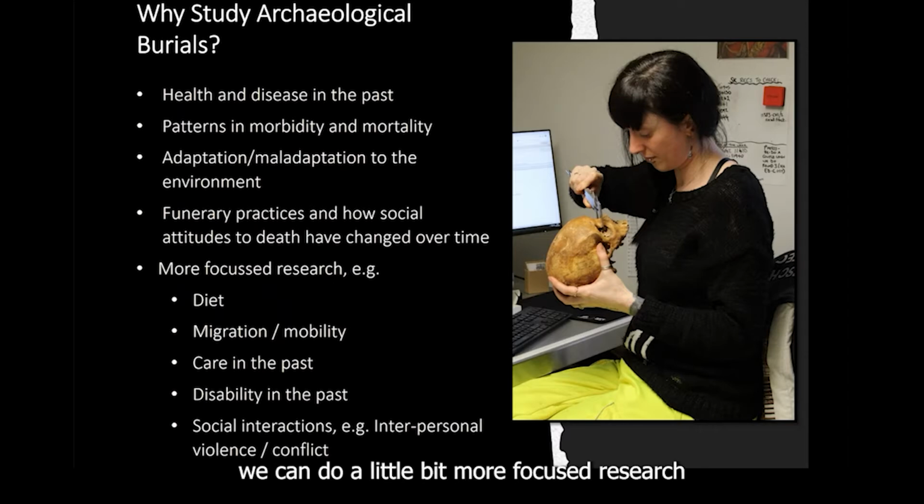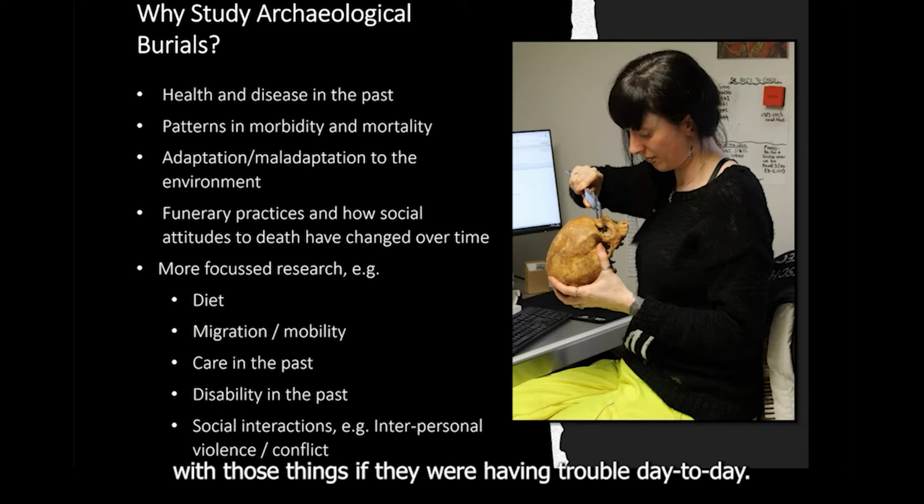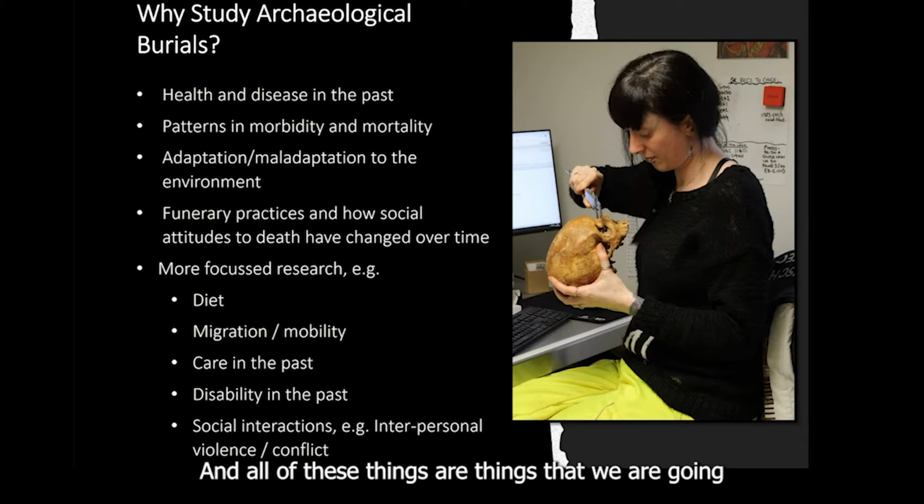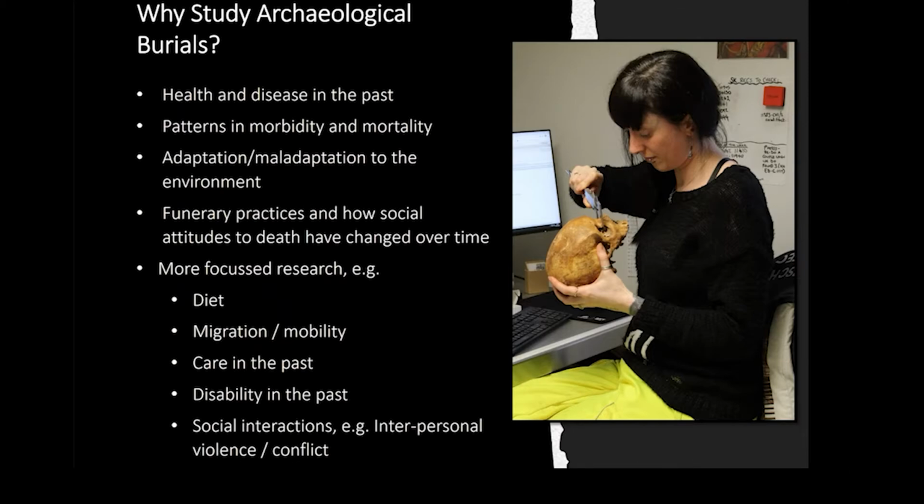We can do a little bit more focused research, so we can look at people's diet and see the sorts of things that they were eating and what sort of effect that had on their health. We can look at how much people were moving around and migrating from place to place, and then also look into why they might have been moving or not moving, as the case may be. We can look at things like disability and care in the past and see what sort of conditions people were suffering from and what kind of help they might have needed with those things if they were having trouble day to day. And then we can also look at social interactions and things like interpersonal violence and conflict within populations. So these are just a few of the topics that we can kind of cover. And all of these things are things that we are going to be investigating in the Trinity population.